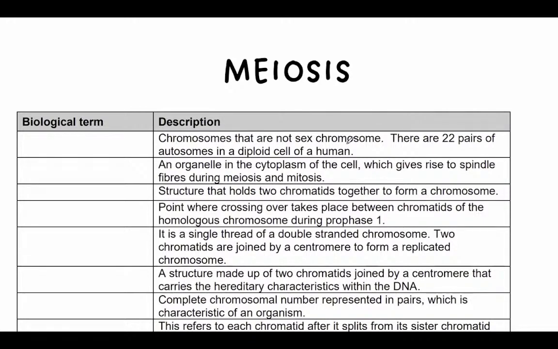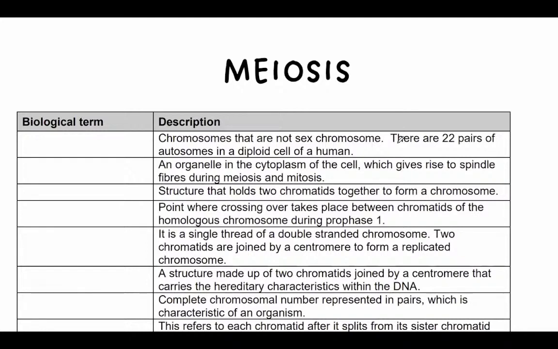Chromosomes that are non-sex chromosomes, there are 22 in pairs. You understand? There are 22 pairs of chromosomes in a diploid cell. So how do we call those chromosomes? This is a small description to show you a hint. What is it? Based on this question, they have given you the answer.